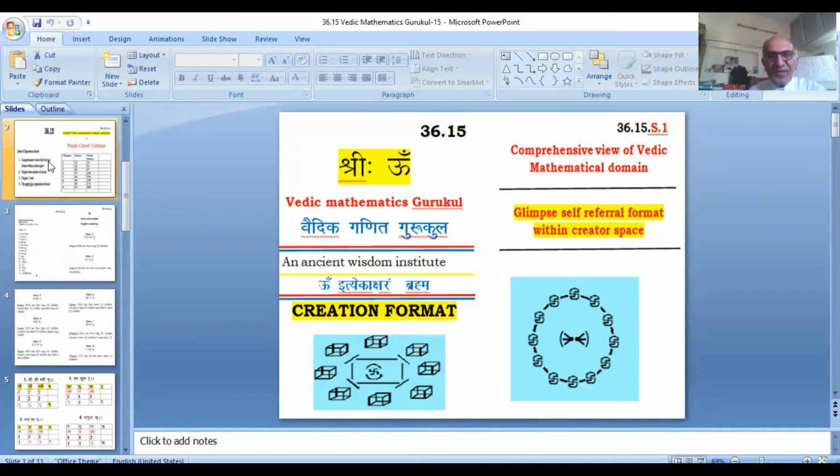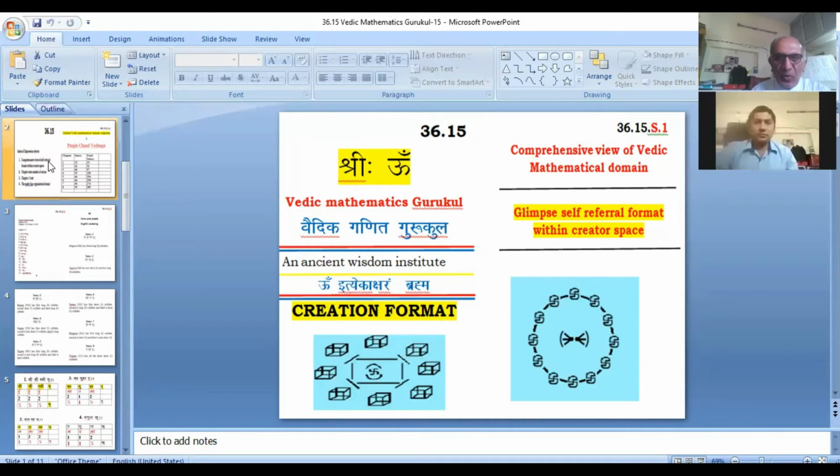Welcome. We are visiting values of Vedic mathematical domain scripture, Pingal Chand Vedanga.